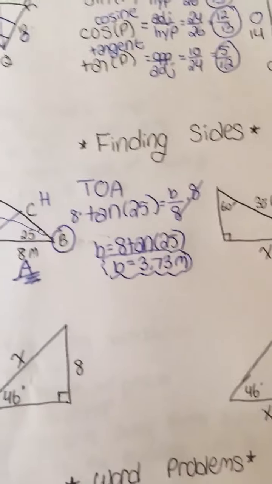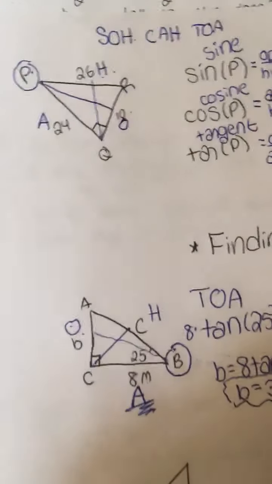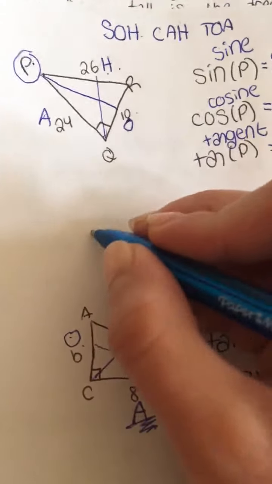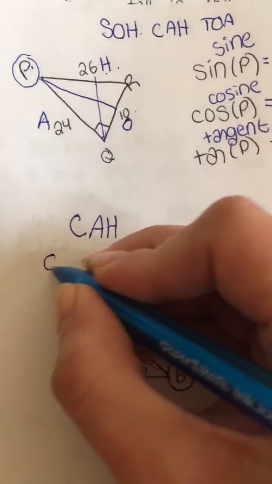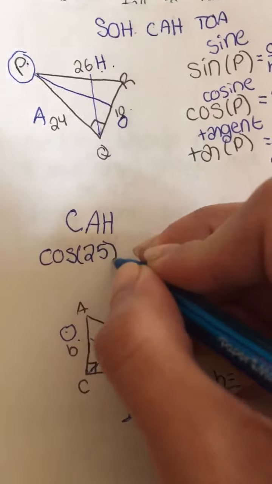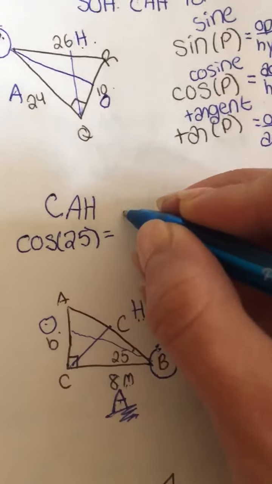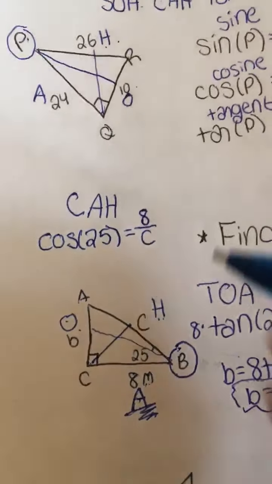And then to find C, I'm going to run out of room over here, so I'm just moving up here. So to find C, now we have H and A. So H and A, AH is CA. So that means you're using cosine of the angle of 25 equals A over H. So that would be 8 over C, which we don't know. So you can figure this out the same way.